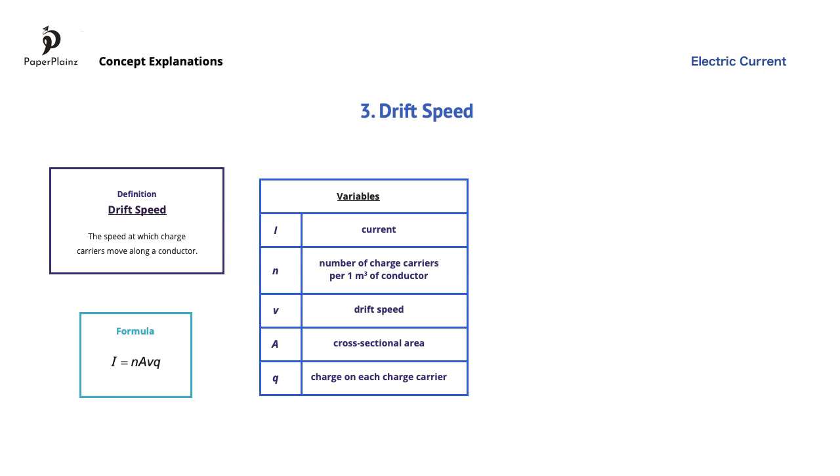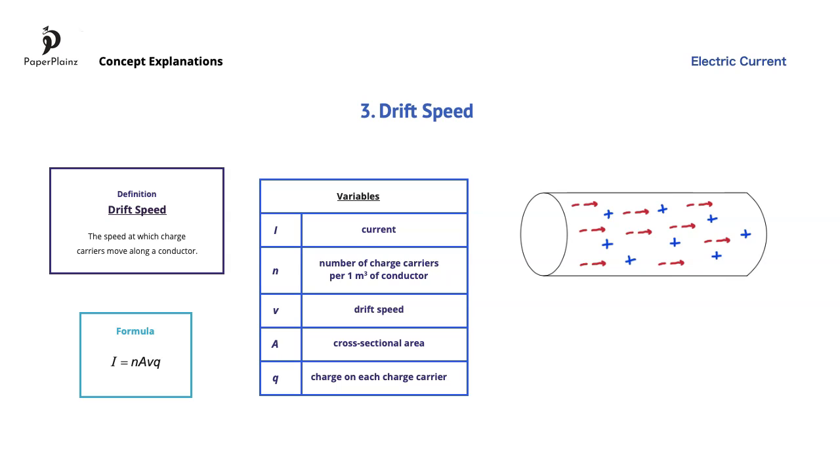Drift speed can simply be defined as the speed at which charge carriers move along a conductor. Here is the formula that can be used to calculate drift speed, and here are the variables. Let's explore this formula further. Once more, we'll examine the wire with the charge carriers moving from left to right. We'll assume that we're standing at point P.